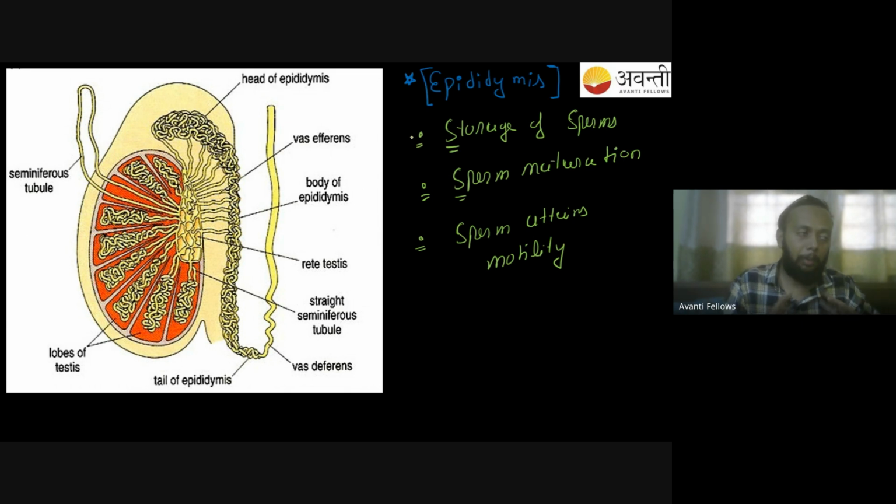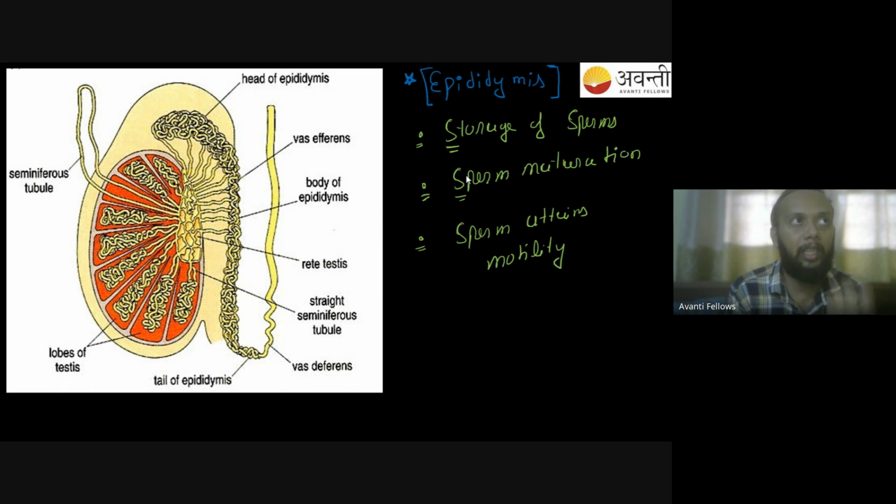So when the sperms have been formed, they are not very active. They cannot move by themselves. So they attain motility, meaning they are able to move now in the epididymis. They have been stored over there, and they also attain maturation. So they will undergo maturation inside the epididymis. So these are the few things you have to understand.